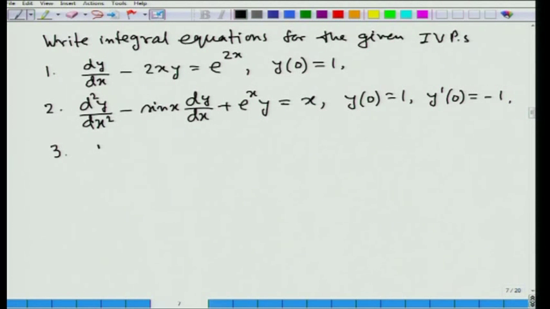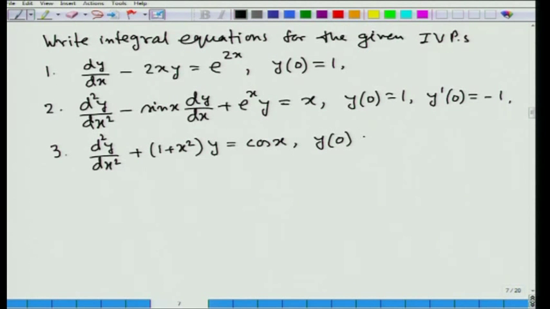Problem number 3, d²y/dx² plus (1 + x²)y is equal to cos x, with given initial conditions y(0) equal to 0, y'(0) equal to 2.